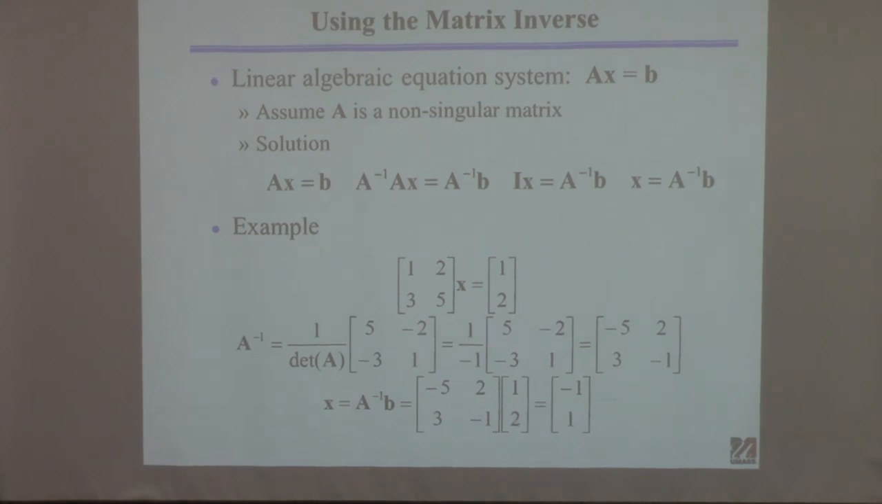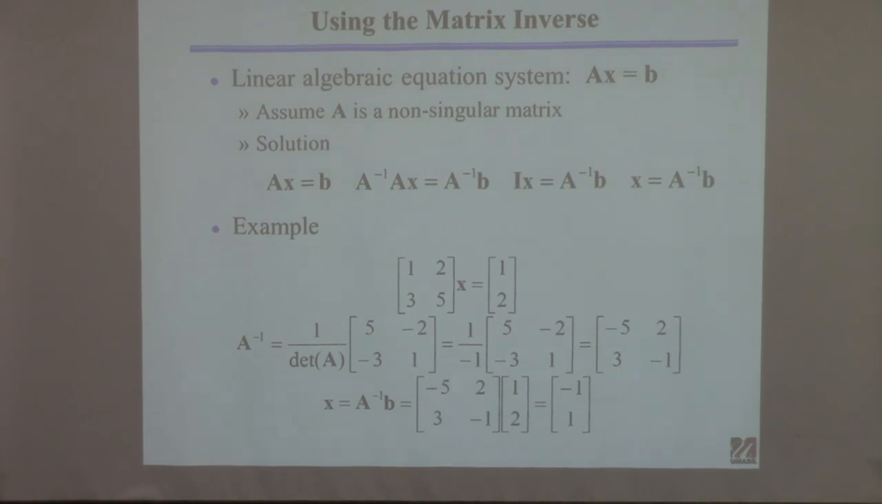Now, is that a more efficient way to find a solution than the Gauss-Jordan elimination? Not necessarily. The Gauss elimination was to find a triangular system and then back substitute. So this provides one way to solve linear algebraic equations. But the inverse itself is a very important concept in linear algebra.